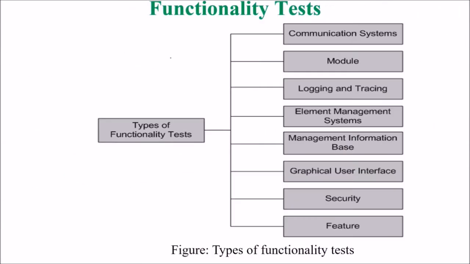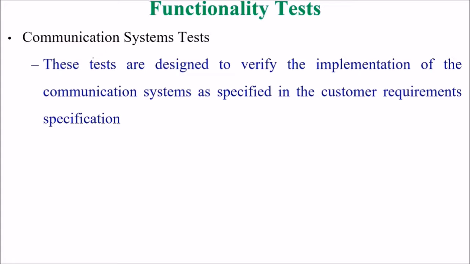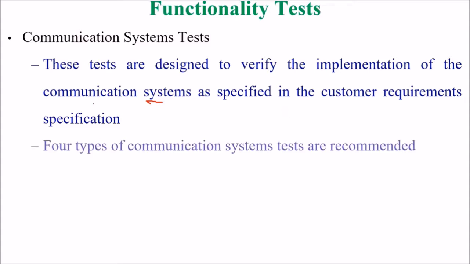Then comes the functionality test. In functionality test, we'll see the communication system, the module, the logging and tracing, the element management system, the management information base, the GUI, that is graphical user interface, the security and the feature. These are all the types of functionality test we're going to do. In the functionality test, we have communication system test. What is communication system test? These are designed to verify the implementation of the communication system as specified in the customer requirement specification.